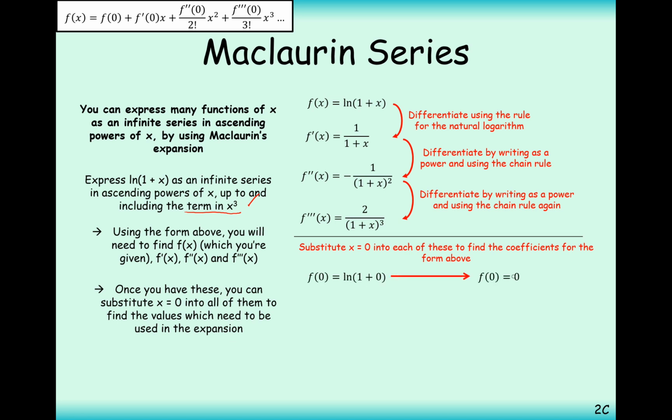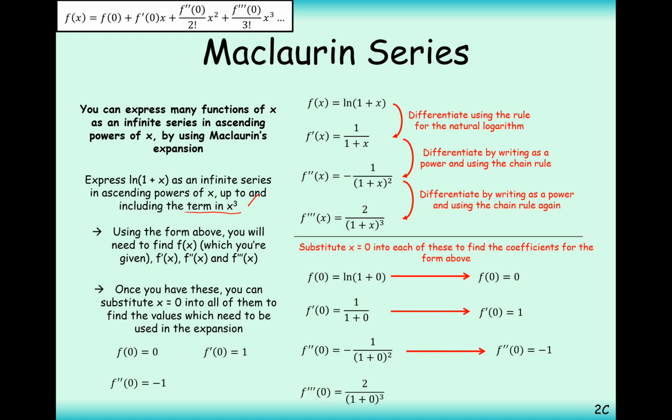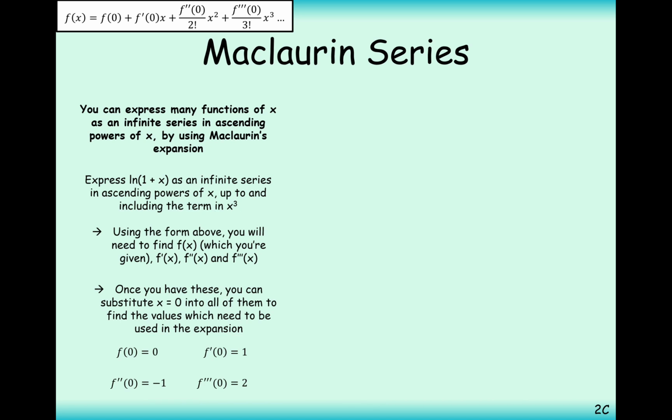So ln of 1 plus 0 is 0. The next one will be 1. The second differential, put in 0 and you'll get minus 1. Put in the third differential, put 0 in and you'll get 2. So now that we have evaluated all of the differentials at 0, the final bit will be to write out the Maclaurin series formula expansion using these numbers that we've just worked out.